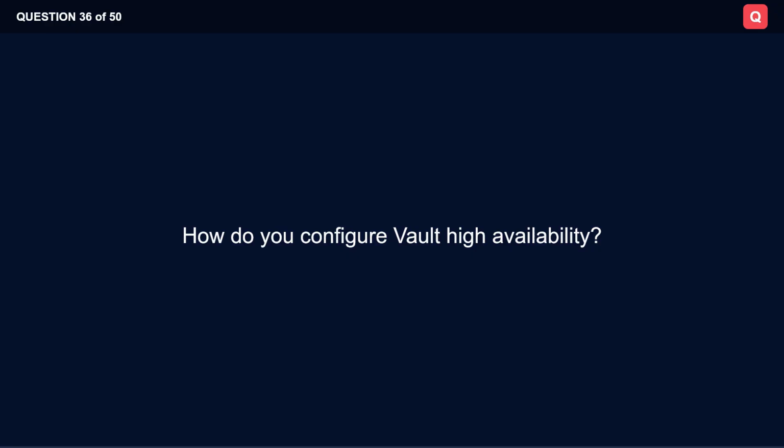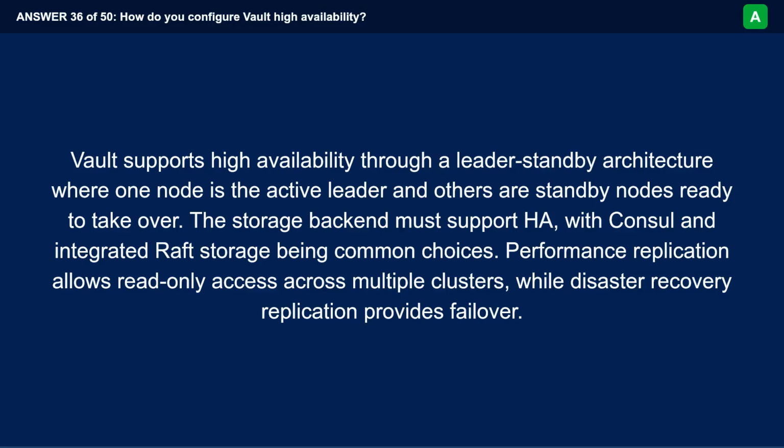How do you configure Vault high availability? Vault supports high availability through a leader standby architecture, where one node is the active leader and others are standby nodes ready to take over. The storage backend must support HA, with Consul and integrated Raft storage being common choices. Performance replication allows read-only access across multiple clusters, while disaster recovery replication provides failover.